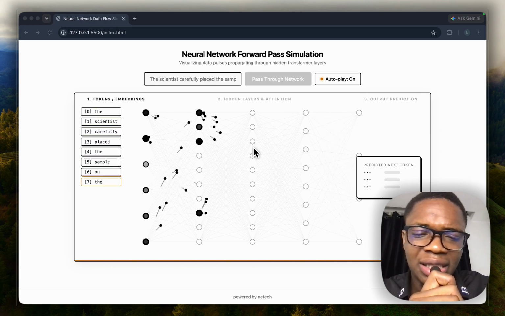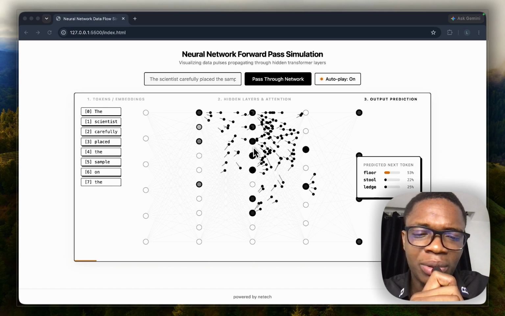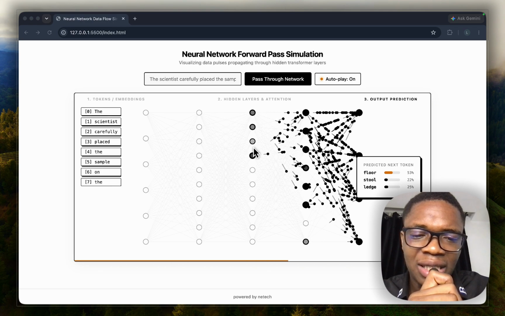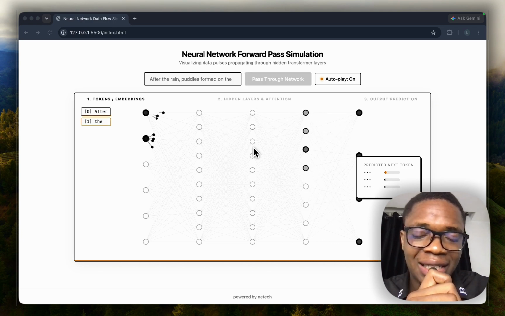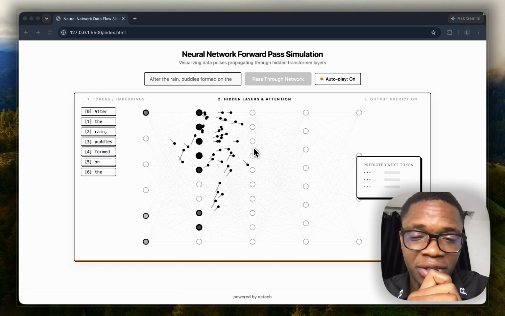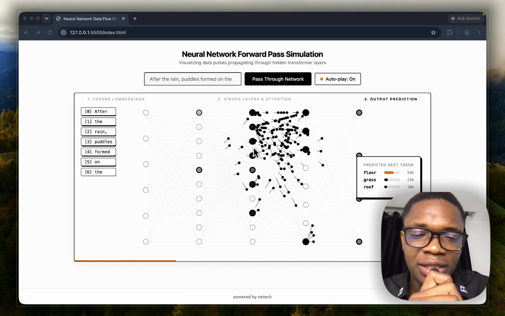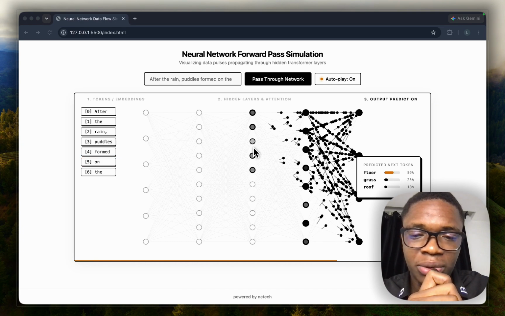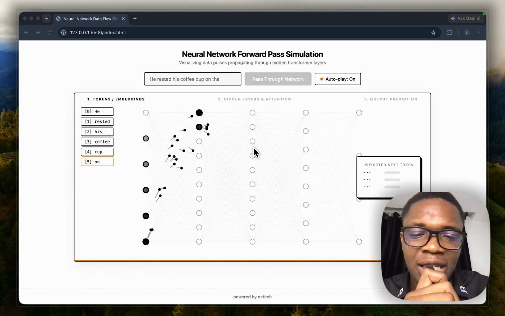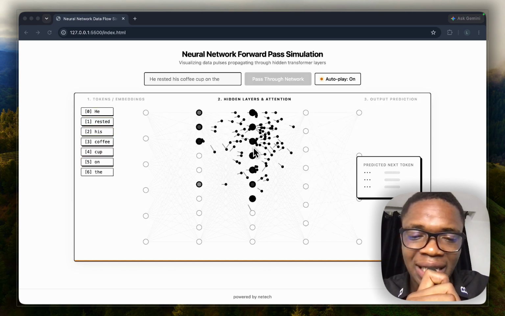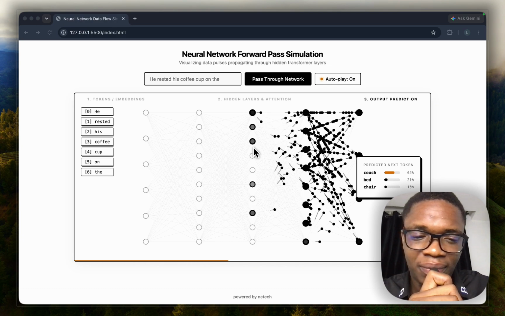But to do that accurately, the model needs a deep understanding of context. This is where the transformer and its secret sauce, called self-attention, comes in. Self-attention works on a simple truth: a word's meaning depends entirely on the words around it.